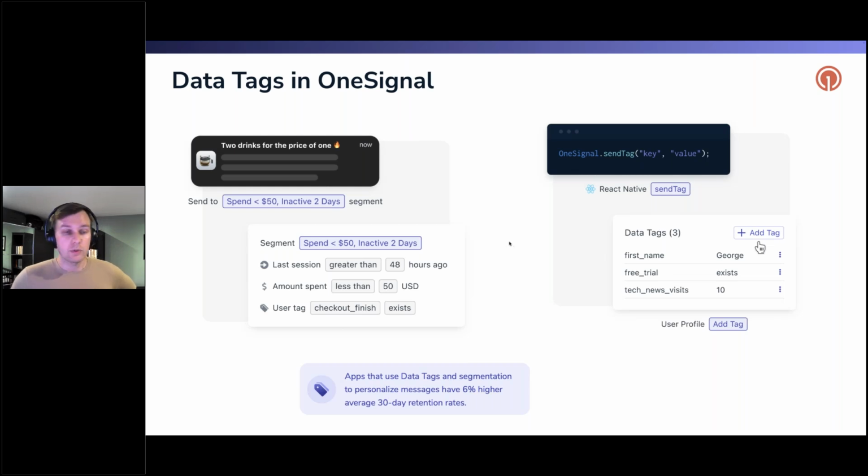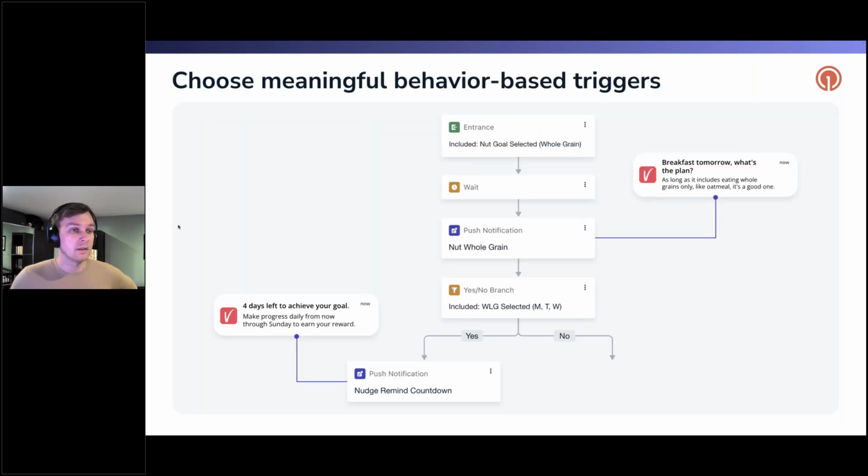I wanted to show you an example of a journey in action with one of my customers, actually. So in this case, it's a health insurance brand, and they've captured data tags on a user where they want to increase their nut consumption. So they want to eat more nuts in their diet to become healthier. And this is a very specific goal that's been set.